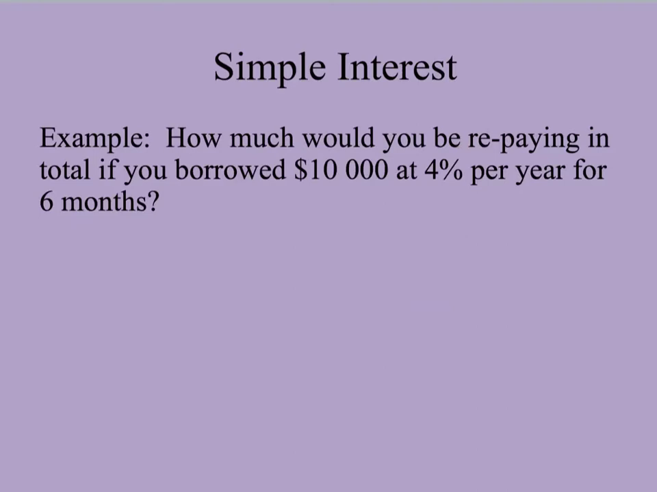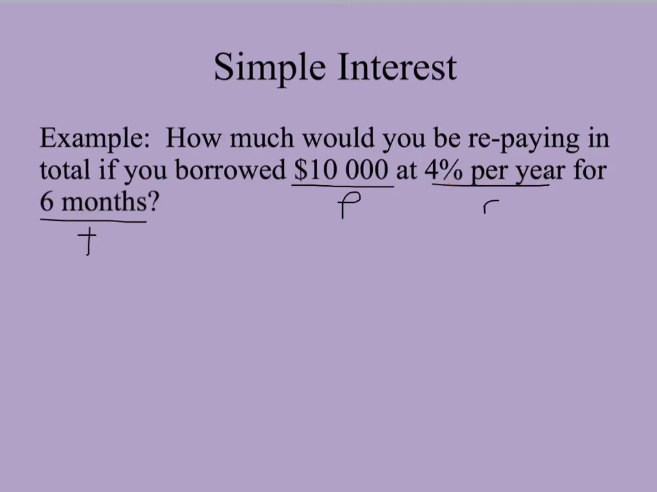So how much would you be repaying in total if you borrowed $10,000 at 4% per year for 6 months? So $10,000 sounds like our principal. There's our rate, and there's our time. Okay, so our rate is in years, and our time is in months. How can we figure this out? Because they need to be the same units. If it's 4% per year, and we only have 6 months, we don't pay the full 4%.